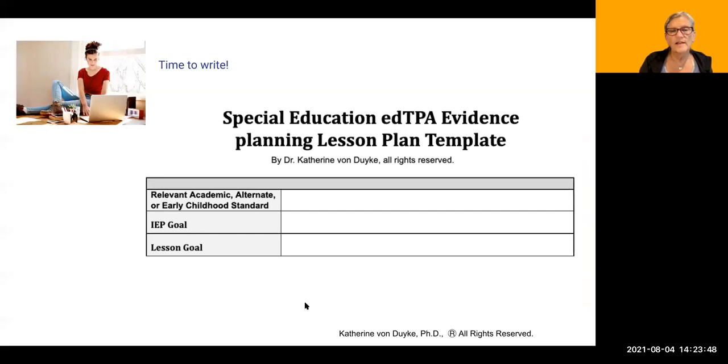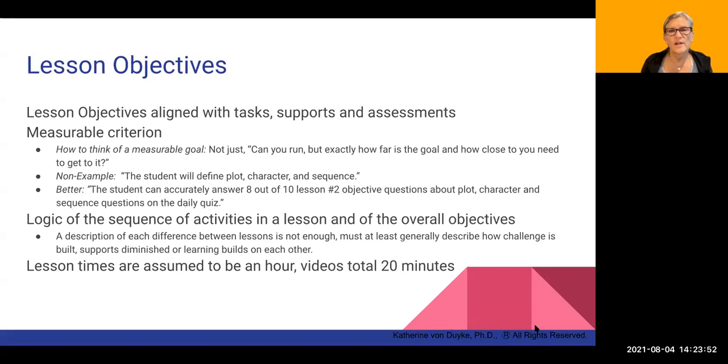So on the lesson plans, of course, I've already gone over this section. That your lesson objectives should be measurable, not can you run, but how far can you run or how fast can you run? So a non-example of a lesson objective, that's not measurable, would be the student will define plot, character, and sequence. So that's fine for an objective, but to make it a measurable objective, you would say that the student can answer correctly 8 out of 10 on the lesson 2 objective questions about plot, character, and sequence.